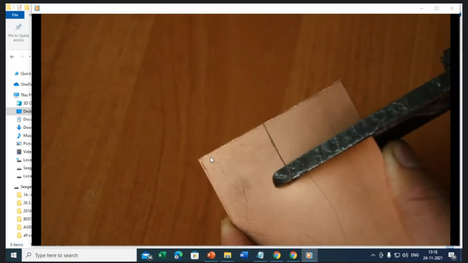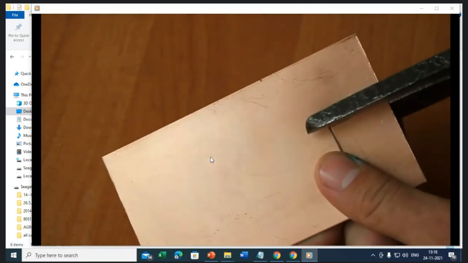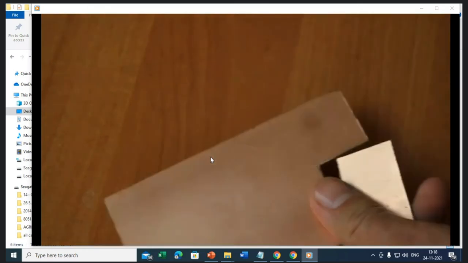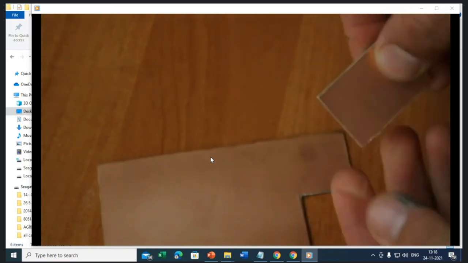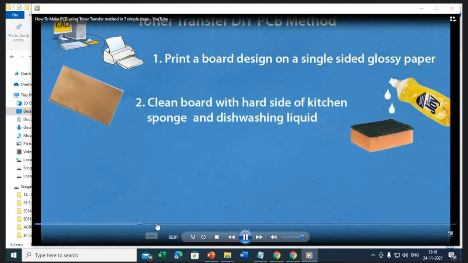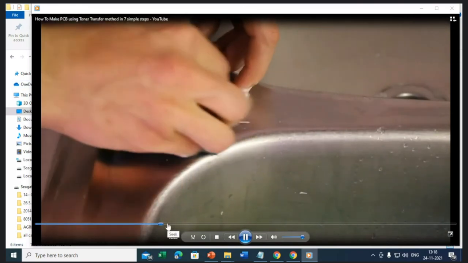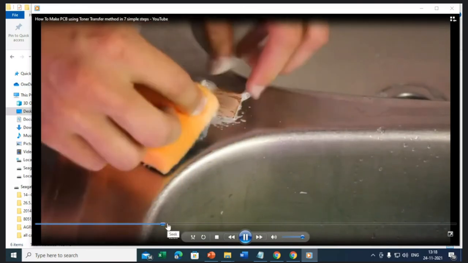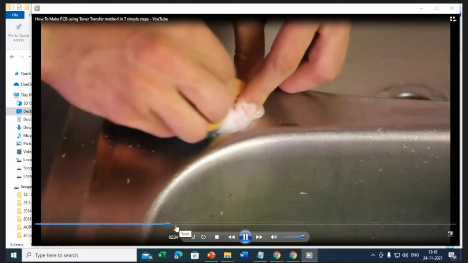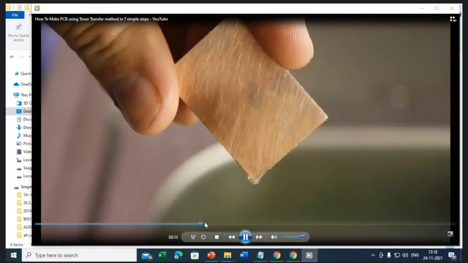So this is a plain copper clad board. This is available from us also. Clean it, because of the moisture there, when you do the ironing process, it will create some air gap and the particular design won't stick to the copper clad board. Clean it.